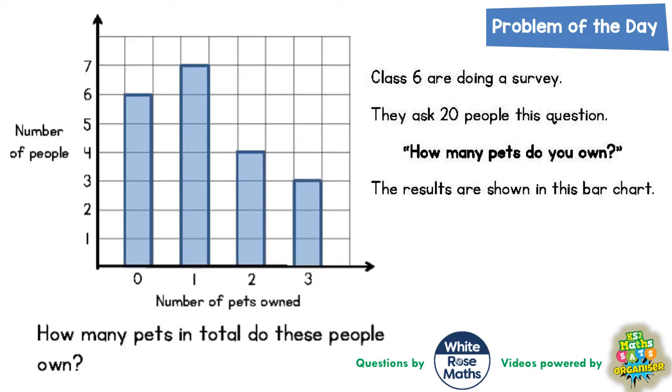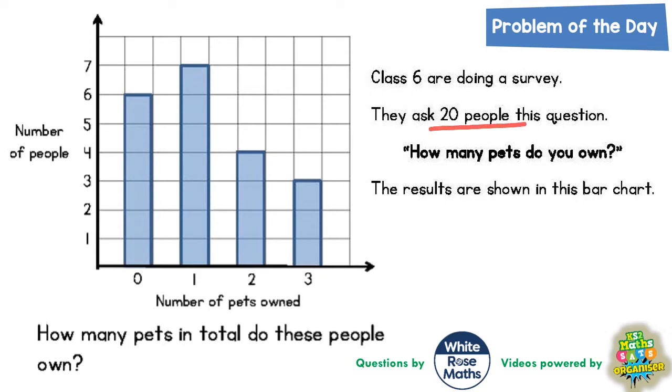And this one is all about a survey on pets. It says class 6 are doing a survey. It's just a posh word for a questionnaire. They're asking a questionnaire. They're trying to carry out some research about what sort of pets people have. They ask 20 people this question.